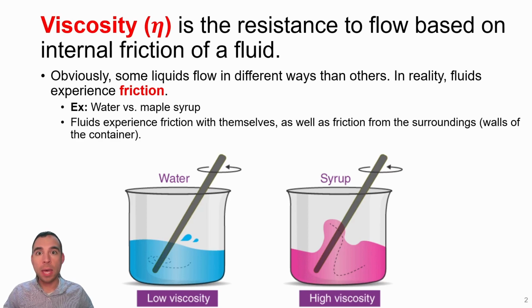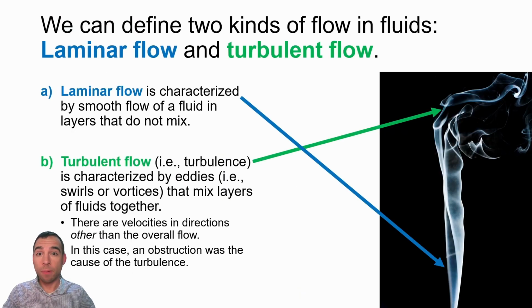For example, it's very hard to get maple syrup or honey flowing, but water flows pretty easily, and this is related to the viscosity of the fluid. Maple syrup and honey have a high viscosity, whereas water has a low viscosity. Before we talk more about viscosity, we should mention that there are two ways in which fluids can flow.